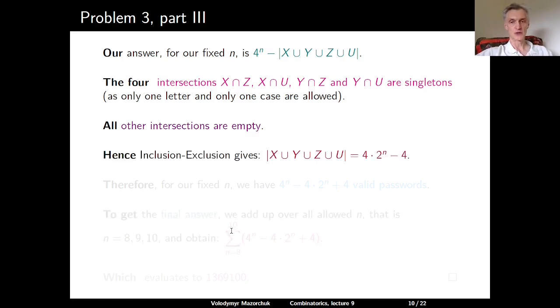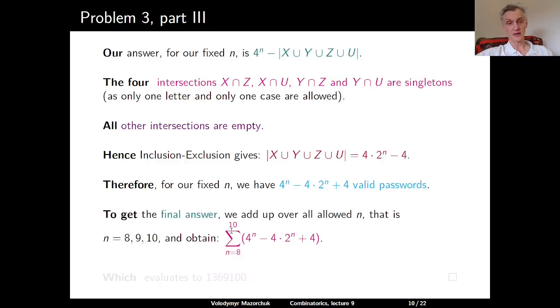So our inclusion-exclusion formula says that the cardinality of the union of X, Y, Z, and U is equal to the sum of the cardinalities of individual components, but each of them has cardinality 2 to the power n, and we have 4 sets, so 4 times 2 to the power n, minus 4 times the cardinality of those singleton intersections, which is just 4. Therefore, for our fixed n, the number of valid passwords of length n is 4 to the power n minus 4 times 2 to the power n plus 4.